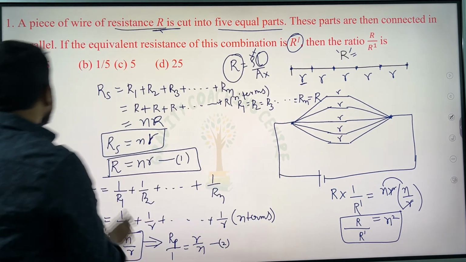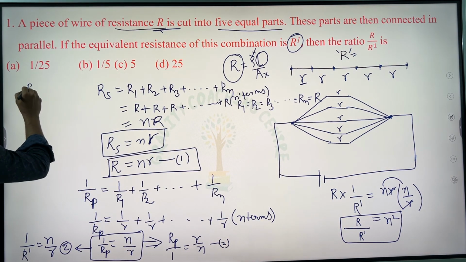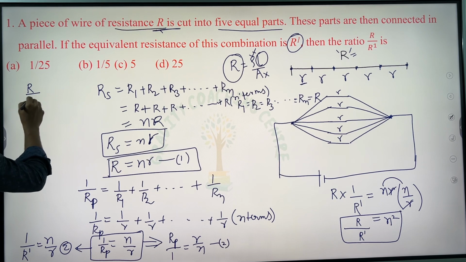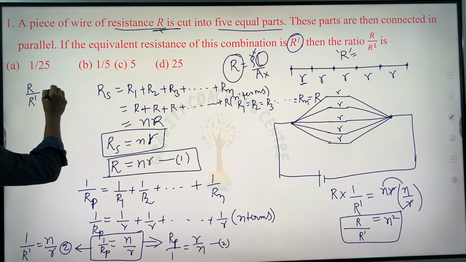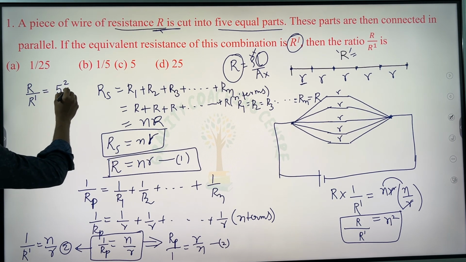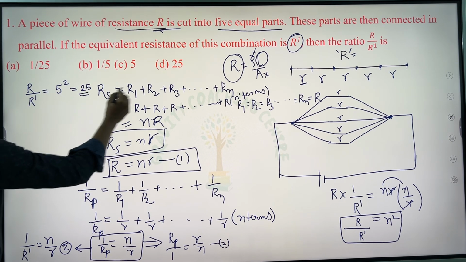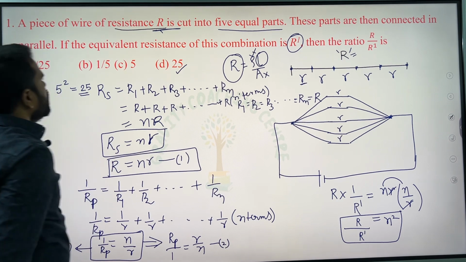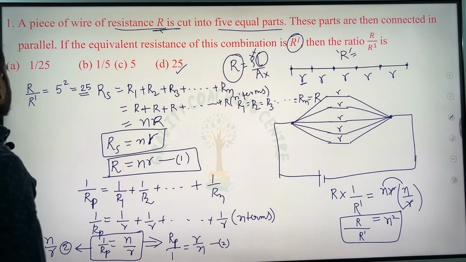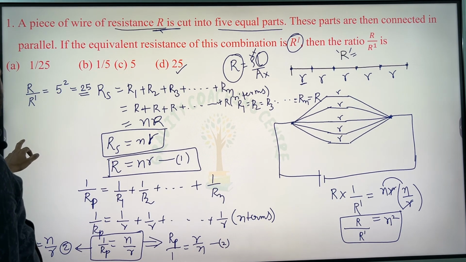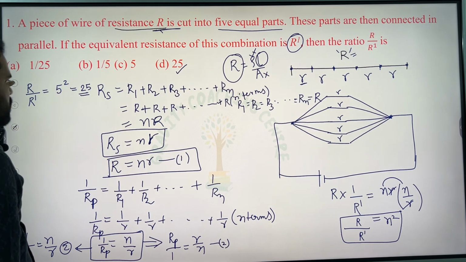If you put n equal to 5, what will happen? R by R dash is equals to 5 square. That is equals to 25. So our answer is option D. I hope you understood. Let us try to understand.